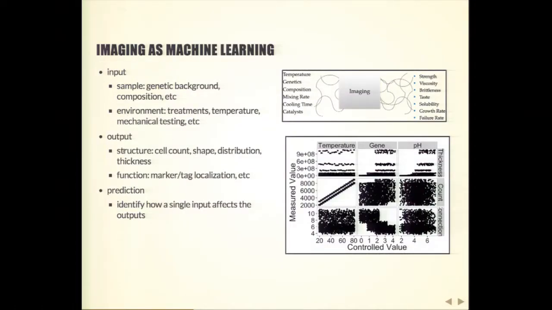So cell count, shape, distribution, thickness, structural parameters. In the case of other modalities, you get functional imaging, so are these neurons firing or not? And really what you want to do is establish a relationship between these inputs and these outputs. If you can understand how genetic background affects thickness, you can establish a model for what's going on in your system and how you can tune the parameters in your final animal based on the model you've established. So it's really important for decomposing these complicated systems into simple parts, and you just need to measure lots of data in order to have that.